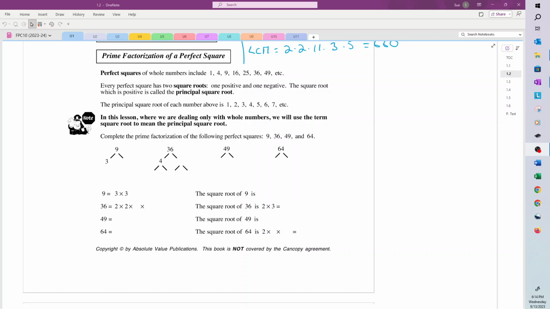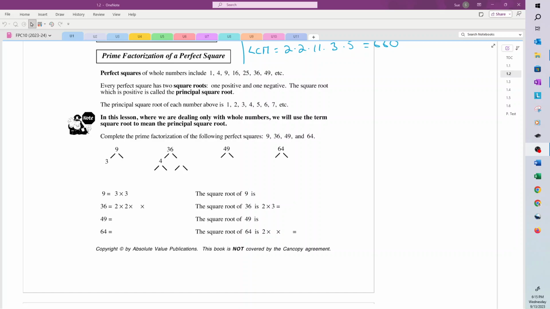So perfect squares of whole numbers start 1, 4, 3 squared is 9, 4 squared is 16, 5 squared is 25, sorry, and so on. And every perfect square has two square roots, one positive, one negative, and the positive one we call the principal square root. So the principal square roots of the ones above: square root of 1 is 1, square root of 4 is 2, square root of 16 is 4, and so on.